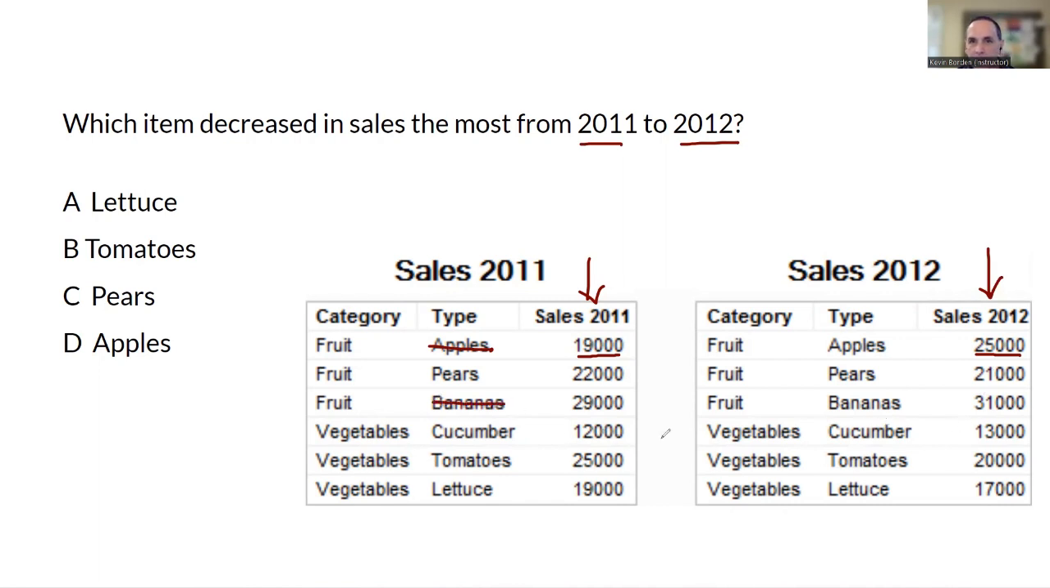Cucumbers went up from 12 to 13. Tomatoes went down from 25,000 to 20,000. That's a lot. That's a lot more than the pears change, so we can rule out the pears now. And lettuce went down 2,000. But the tomatoes went down more. Tomatoes went down 5,000. So we are going to answer tomatoes, B. Those decreased the most between 2011 and 2012.